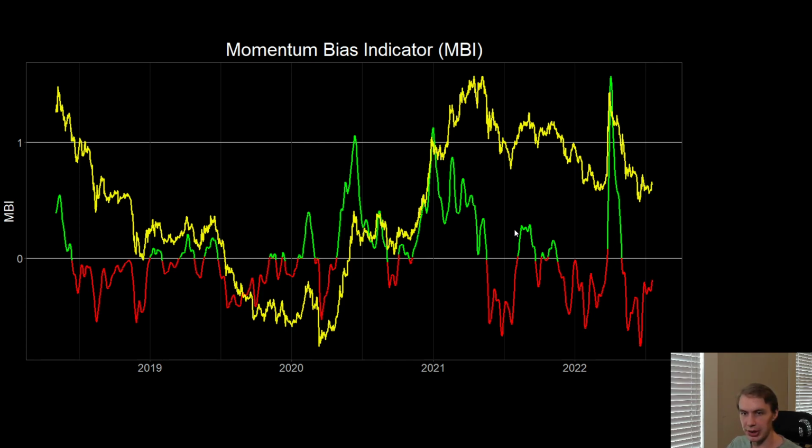If we can get up and reestablish a positive momentum bias and hold there, that might suggest that a little bit more of a prolonged rally might be in the cards. But if we just go up and get rejected back to the downside immediately, that might just mean that the bear market is just going to continue.